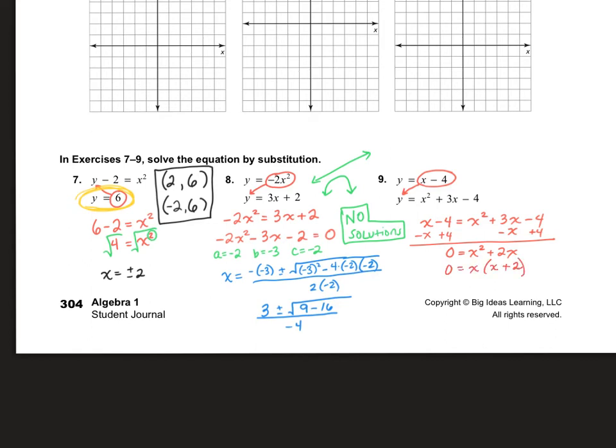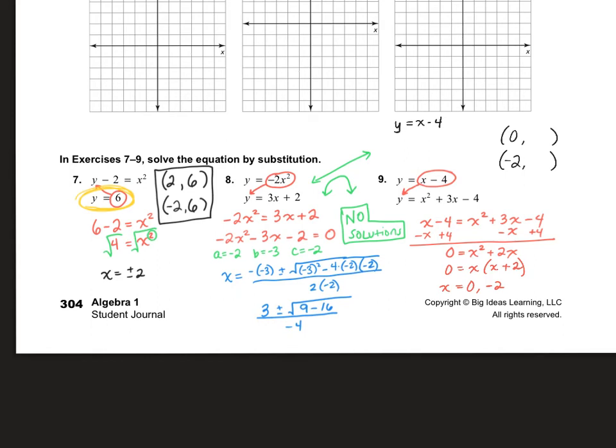So that means that my x answers are 0 and negative 2. So I have answers, I'm going to put them up here, 0 comma something and negative 2 comma something. So what we need to do is substitute in the 0 into either equation and also substitute in negative 2 into either equation. I'm going to use the top equation, y equals x minus 4, because it's a little easier to use.